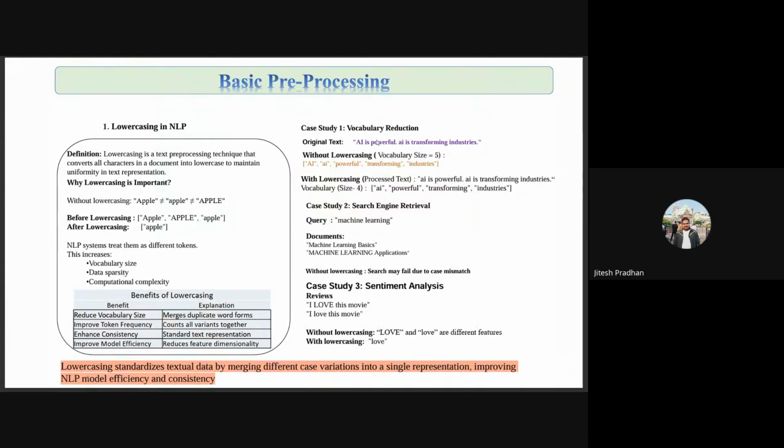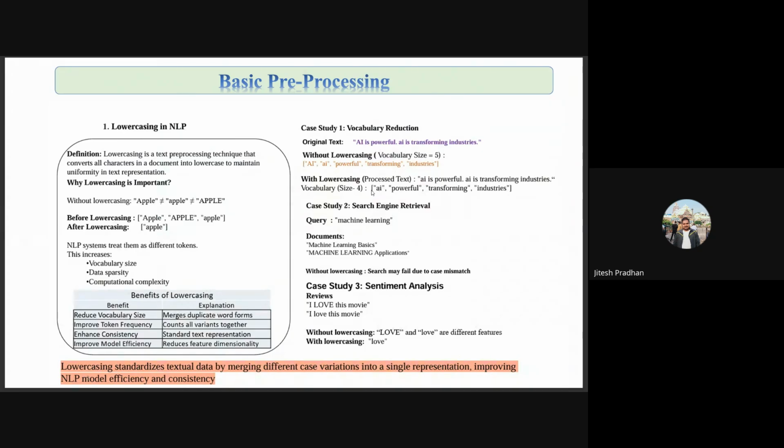Now, we can write it numerically, showing whether each word is present or not. AI is present in this case, so we write 1 here. Small AI is not present, so we write 0. Powerful is present, so we write 1. Transforming is not present, so 0. So it will be 1 0 1 0 0. That's how we can convert text into numeric or binary information. That is one way we will see.